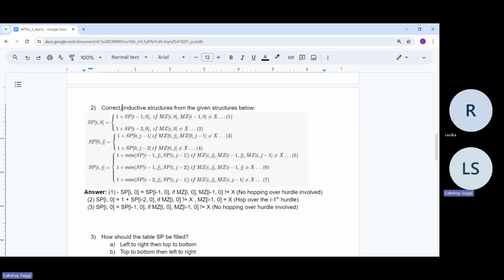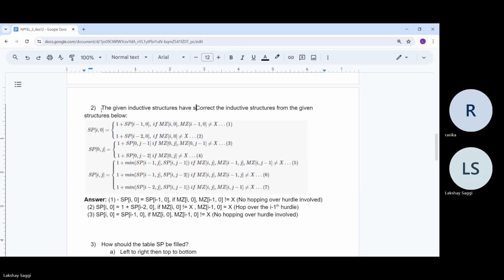So maybe I should just change the question. Correct the inductive structures. Maybe I should rephrase the question. The given inductive structures have some mistakes in them. So correct these inductive structures. So yeah, I rephrase the problem a bit.